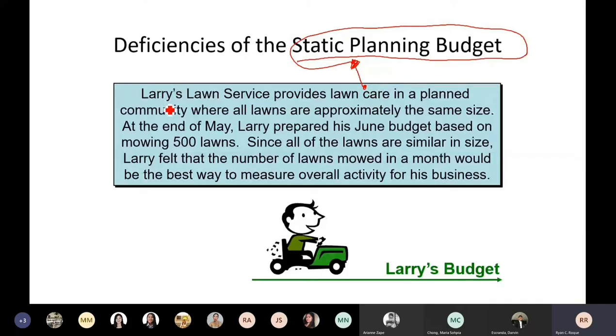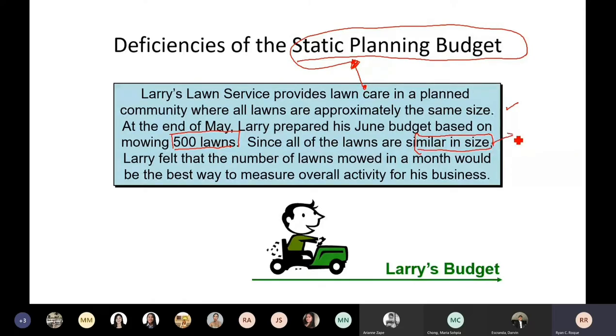Okay? So, the company or Larry's Lawn Service provides lawn care in a planned community where all lawns are approximately the same size. Okay? So, at the end of May, Larry prepared his June budget based on mowing 500 lawns. Okay, so ang budget natin is prepared based on 500 lawns. And since all of the lawns are similar in size, Larry felt that the number of lawns mowed in a month would be the best way to measure overall activity for his business. Okay, so similar size naman, kaya number of lawns na lang.